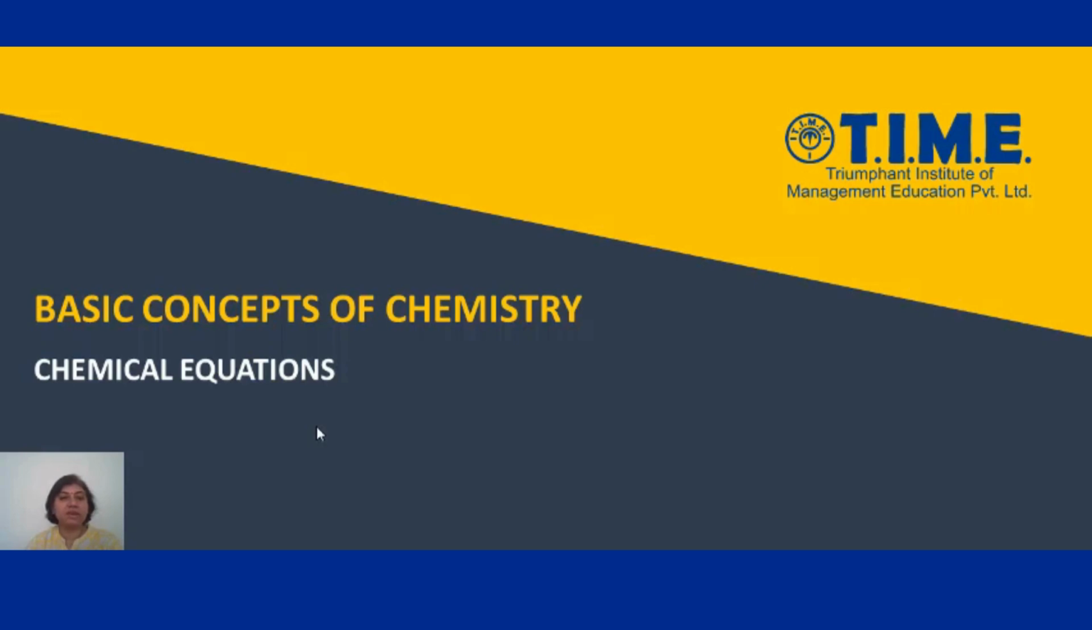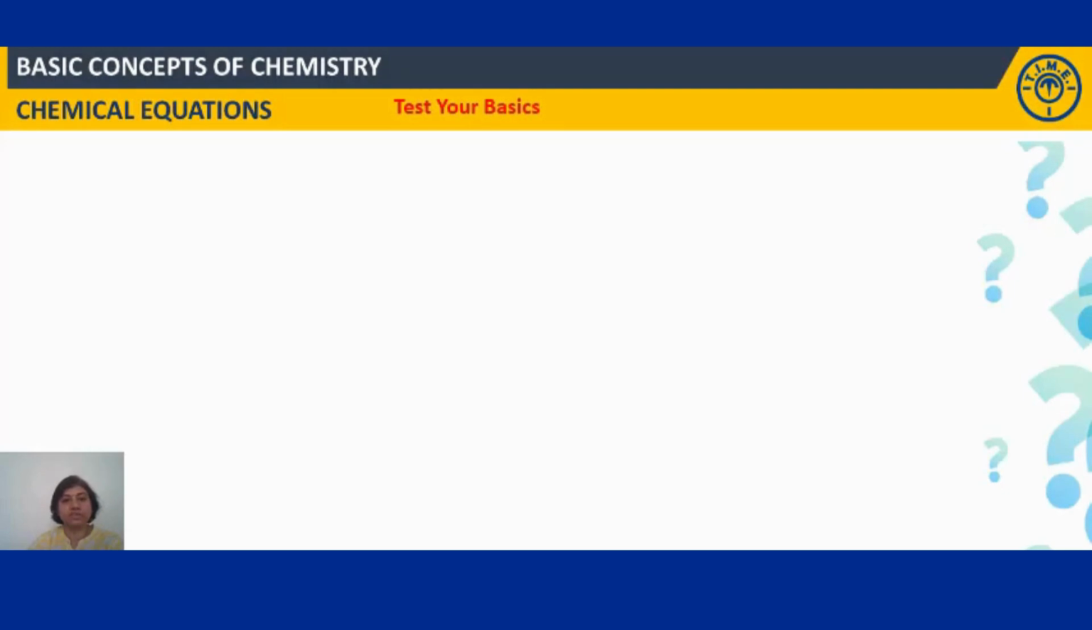Today's class we are going to discuss the second exercise of basic concepts of chemistry. Here we will solve the problems based on chemical equations. Okay, so let's start. Look at the first question. What is the first question? First question is the molecular mass of Na2CO3 is.